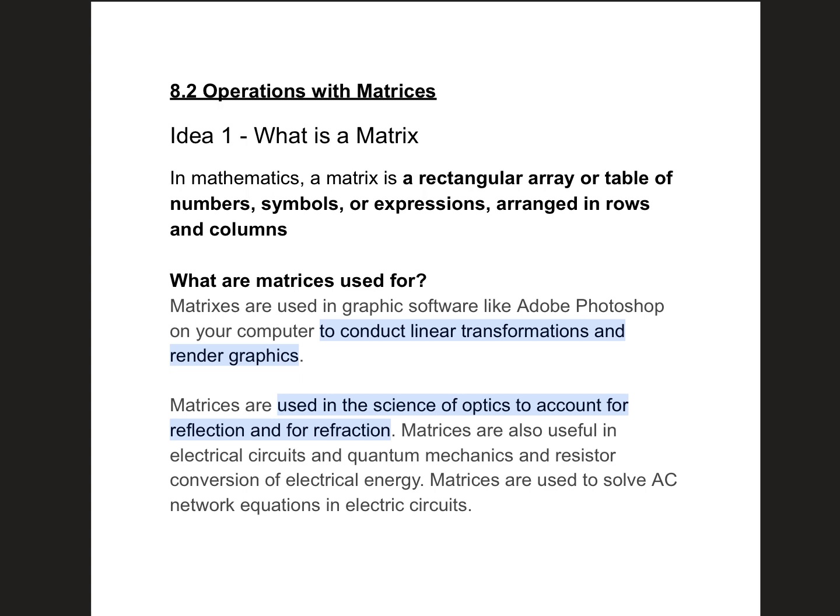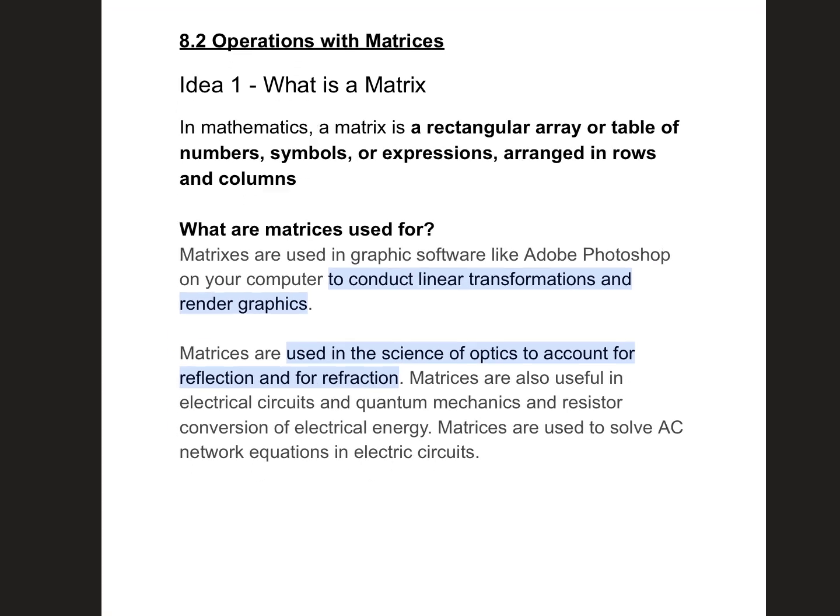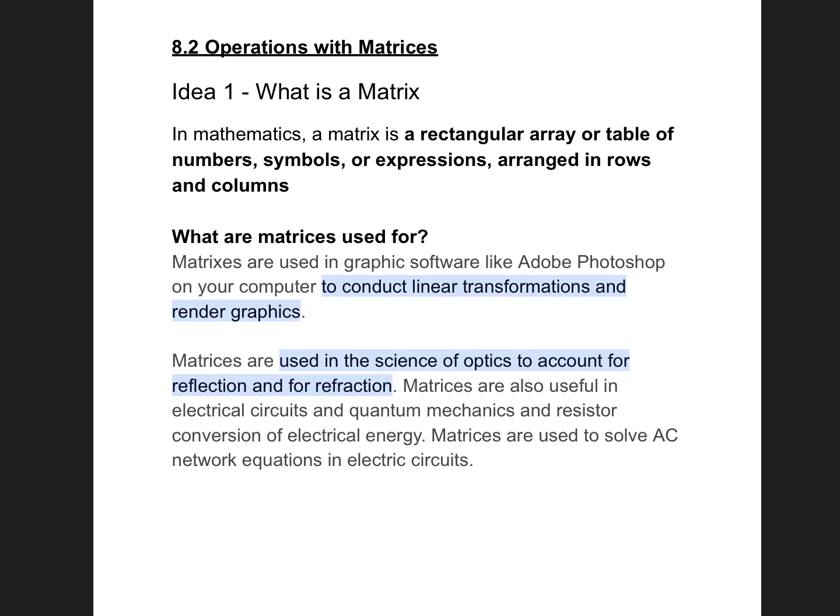What is a matrix? Okay, well, we're not talking about the movie with Keanu Reeves or anything, but we are talking about a mathematical matrix, which is a rectangular array or table of numbers, symbols, or expressions arranged in rows and columns. And if you look, some things that matrices are used for, like real life kind of things: linear transformations, graphics, science of optics to account for reflection and refraction, all kinds of times that you can actually use matrices in real life.